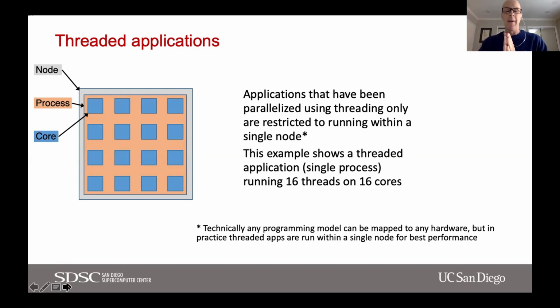Now I have an asterisk here. It says that technically any programming model can be mapped to any hardware. In fact, we had done this on one of our supercomputers a few generations ago. If you go back to the Gordon years, we used something called vSMP, which gave you the illusion of a large shared memory space, but for the most part, the performance was pretty poor. And I don't know of any really good implementations of shared memory parallelism, or threaded parallelism, across multiple nodes anymore. So essentially, you're going to be running on a single node.